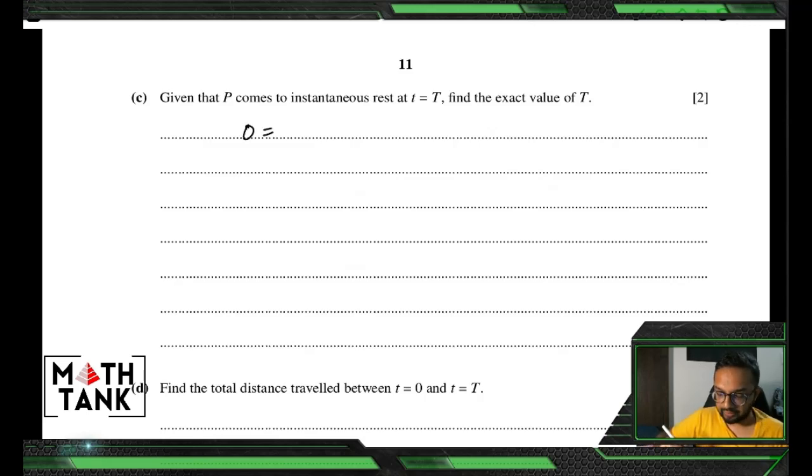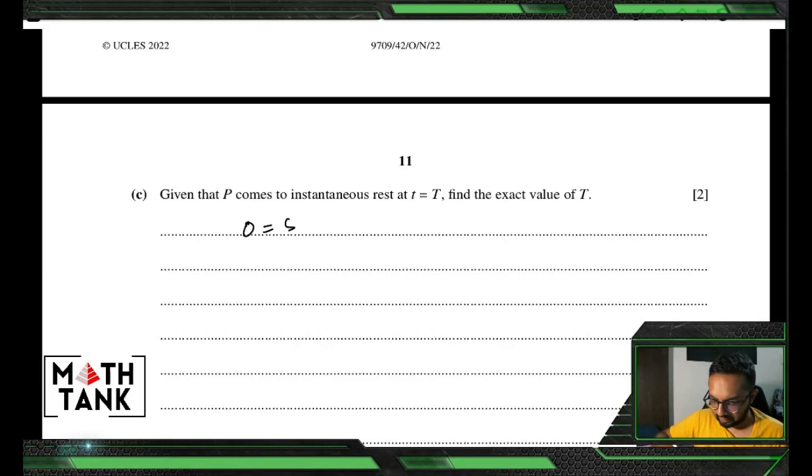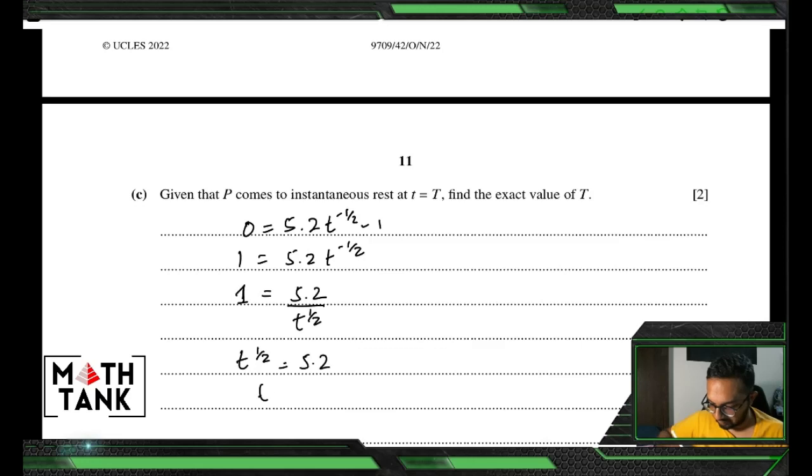So instantaneous rest is when v comes down to 0. So 5.2 t power minus half minus 1, so 1 equals 5.2 t power minus half. I can just take t power half to the other side by making it positive. So what's 5.2 squared? 27.04. It seems like a really large answer, but yes, that is the correct answer because the numbers are that way.